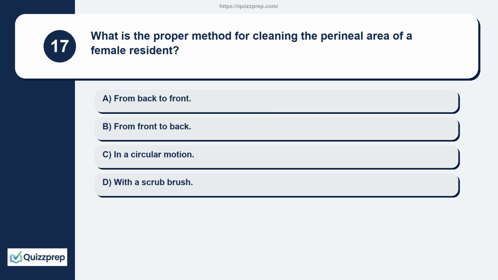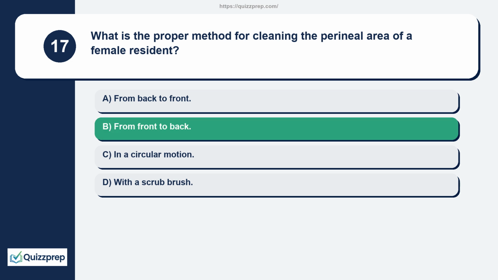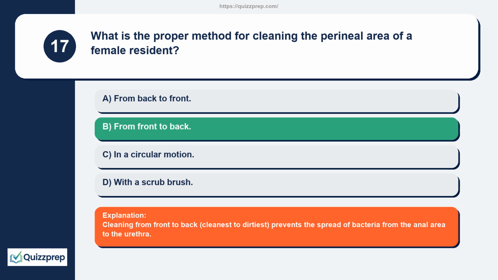Question 17. What is the proper method for cleaning the perineal area of a female resident? From back to front, from front to back, in a circular motion, with a scrub brush. Cleaning from front to back, cleanest to dirtiest, prevents the spread of bacteria from the anal area to the urethra.